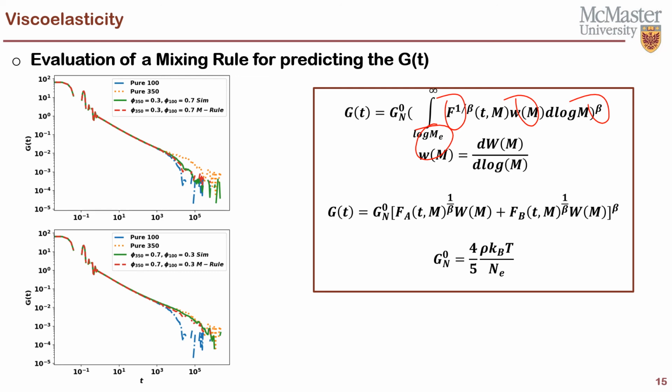And then we compare the results for the 350-100 systems when 350 is the minority, as shown in the top panel below, and when 350 is also the majority, as shown in the bottom panel below. The yellow line represents the relaxation of the pure 350, and the blue line that of the pure 100. The red and green lines are the result of the simulation and the mixing rule, which shows that the mixing rule based on the double reptation predicts reasonably well the relaxation of the mixture.